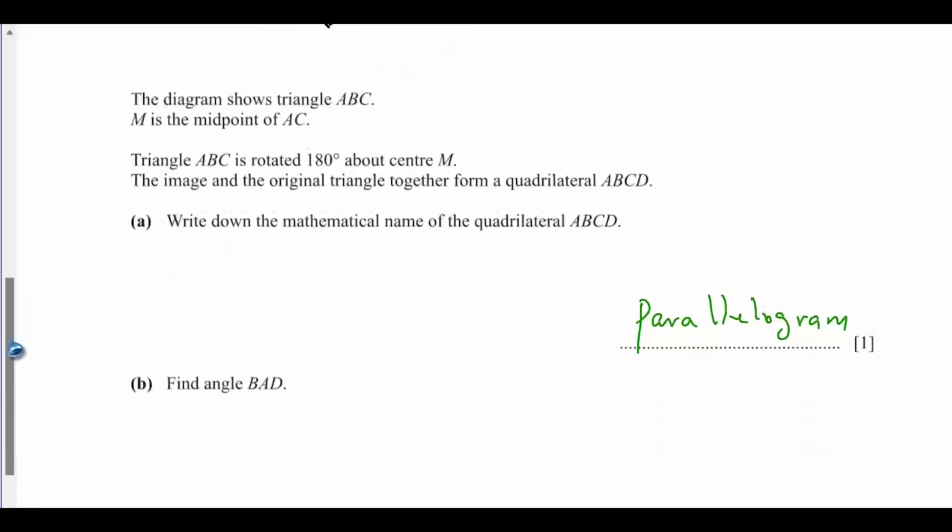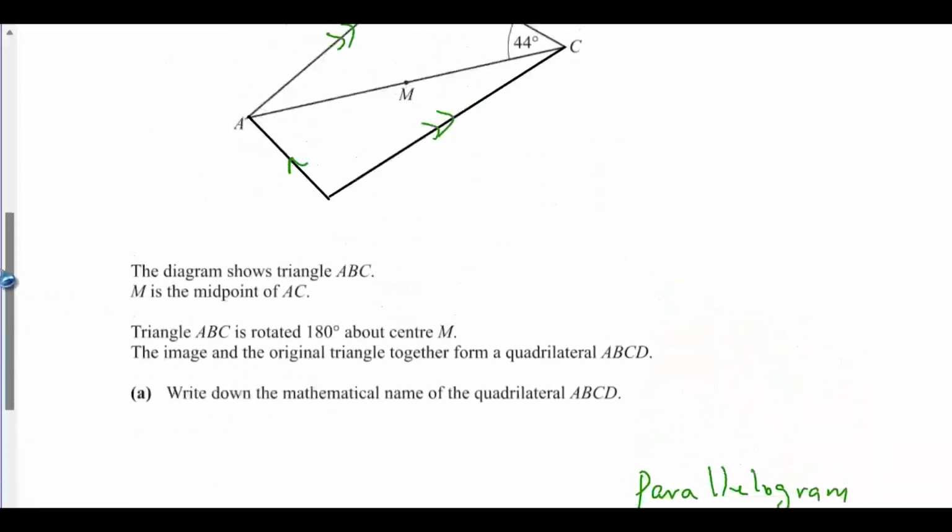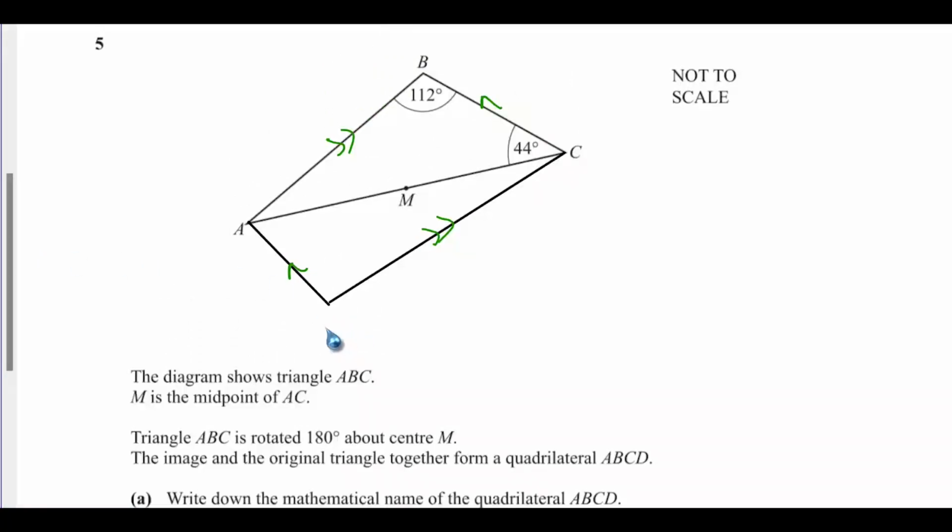Then part B, find angle BAD. So this will be point D. So we want to find angle BAD, that is the whole of this angle. So if you look at this 44 degrees, and the angle here will be equal to 44 degrees because they are alternate angles. Don't forget that AD and BC are parallel sides.